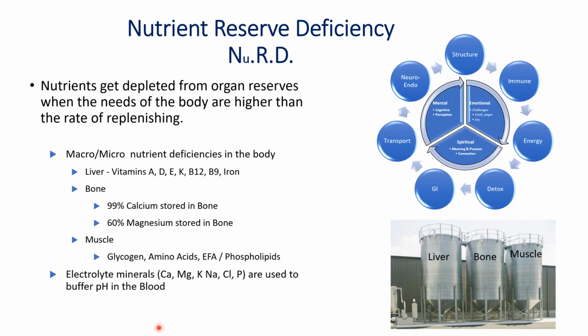And obviously muscle stores glycogen, and the electrolytes need to keep our blood buffered so that we have a proper pH, and needs to keep our muscles functioning, contracting. So all of these electrolytes can be pulled out of the bone or out of nutrient reserve sites to keep our bodies functioning as well as possible. Understanding our SNPs, we will understand what the propensity for nutrient reserve deficiency will be.